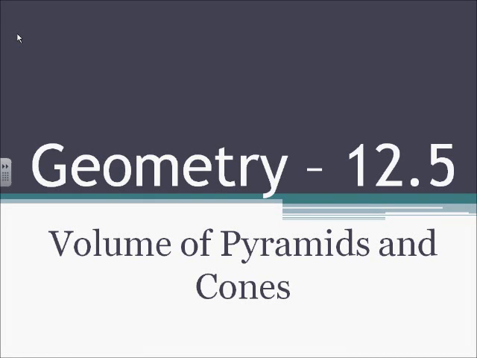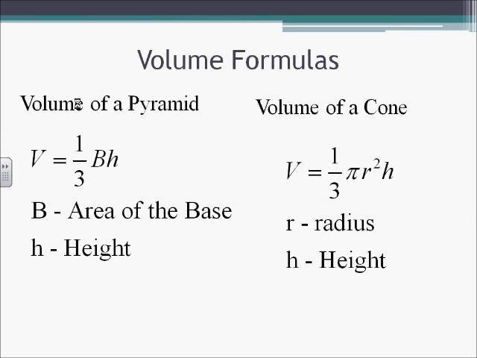Section 12.5, volumes of pyramids and cones. Our two formulas there: the volume of a pyramid is going to be 1/3 the area of your base times the height. Again, the same for a cone, but a cone is going to have a base of a circle. So we're going to have 1/3 pi r squared h, because pi r squared is just the area of our base.